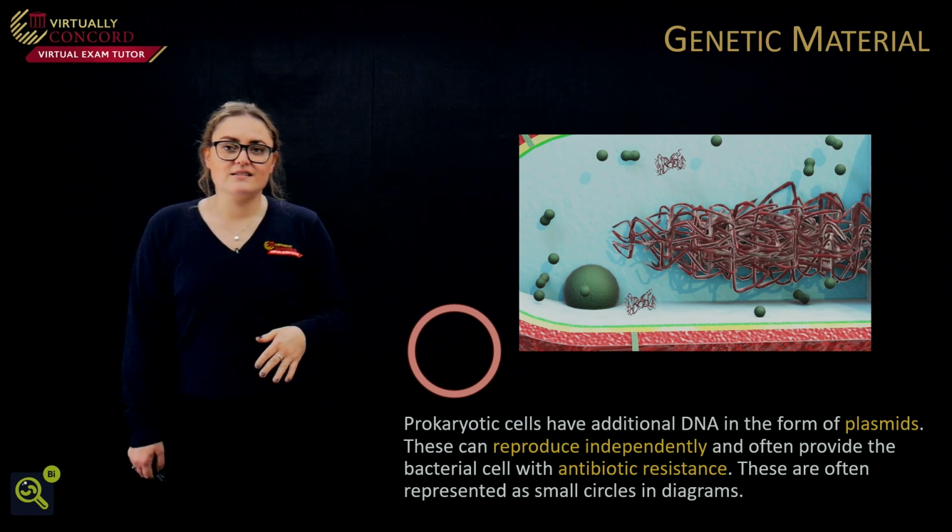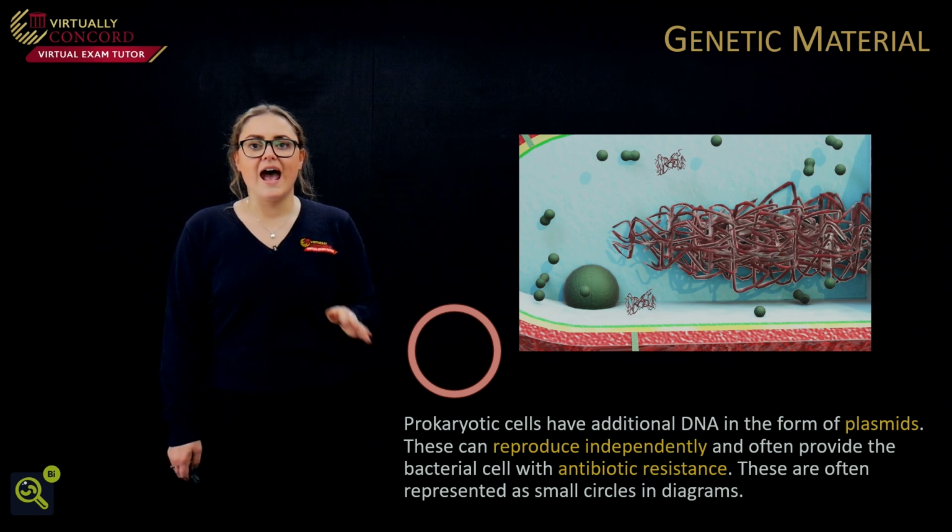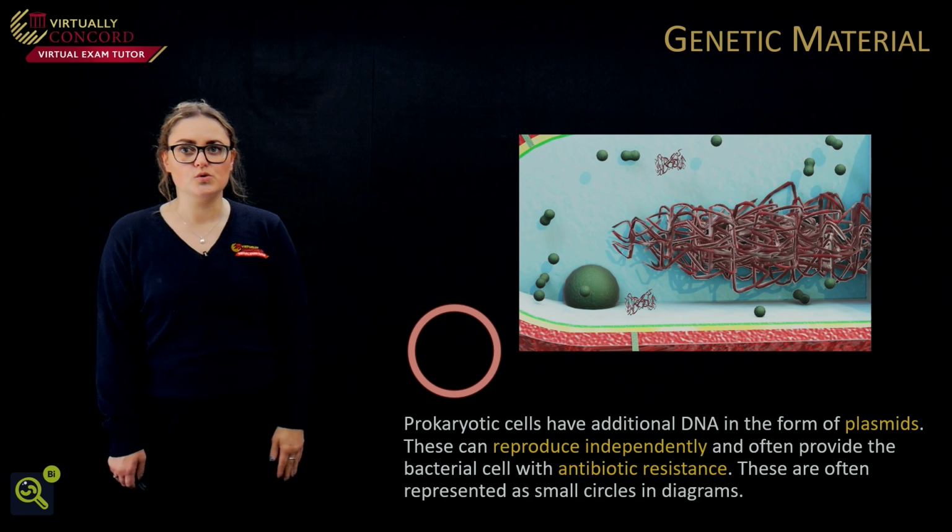So prokaryotic cells then have this circular loop of DNA. It's not associated with histones, and they have these additional sections called plasmids.